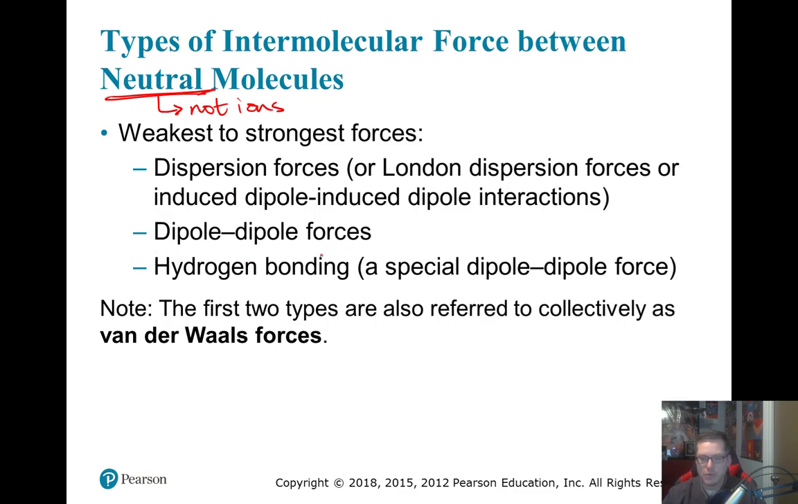And then dipole forces, and these are between molecules that have polarity or dipoles on them. And then hydrogen bonding, which is really just essentially a special dipole force. You might also hear in other chemistry classes this idea of van der Waals forces. Van der Waals forces are these two things combined. Both of these combined are the van der Waals forces.